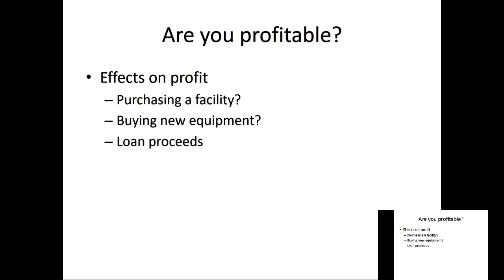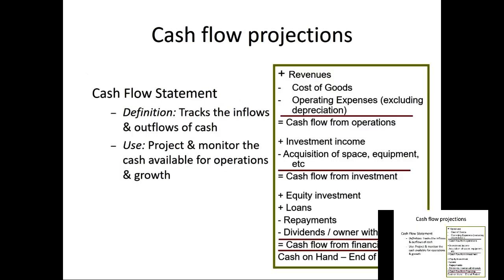Same with a loan. If you get a loan, you're going to have cash in the bank, so you're going to have a new asset on your balance sheet, and you'll also have a new liability, but that doesn't show up on the income statement. Same with an equity investment. Again, you receive new cash, and then you have a new equity investment on the balance sheet, but that doesn't show up on the profit and loss or the income statement.